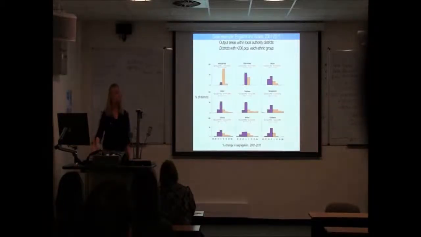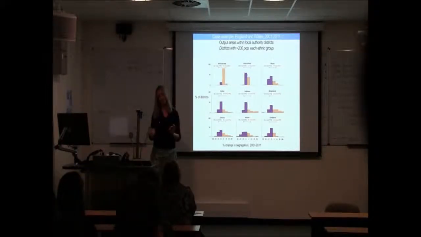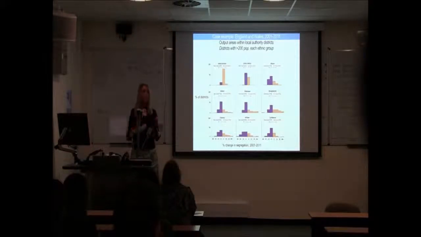Okay, what does it mean? These are output areas summed across local authority districts, so what I talked about in terms of the Index of Dissimilarity earlier. What I did was I took only districts that had more than 200 people of a given ethnic group in both 2001 and in 2011. The reason being, areas with very small populations of a given group are very sensitive to change.